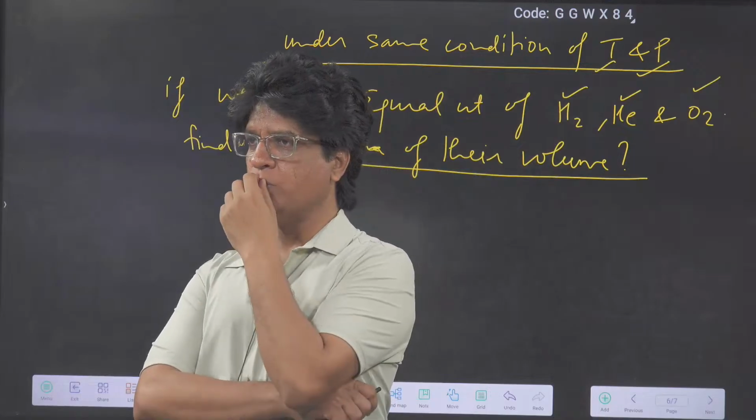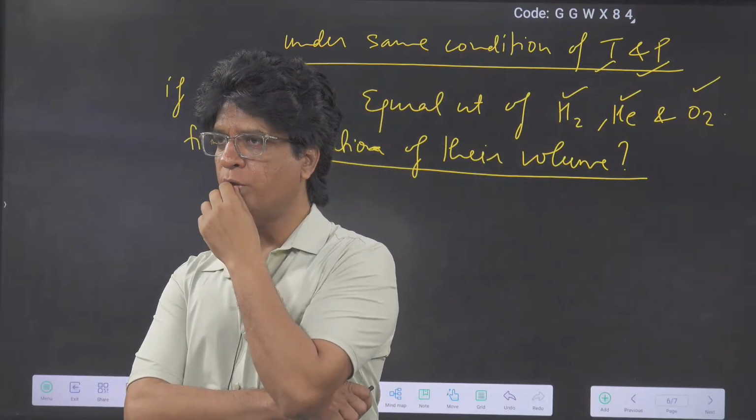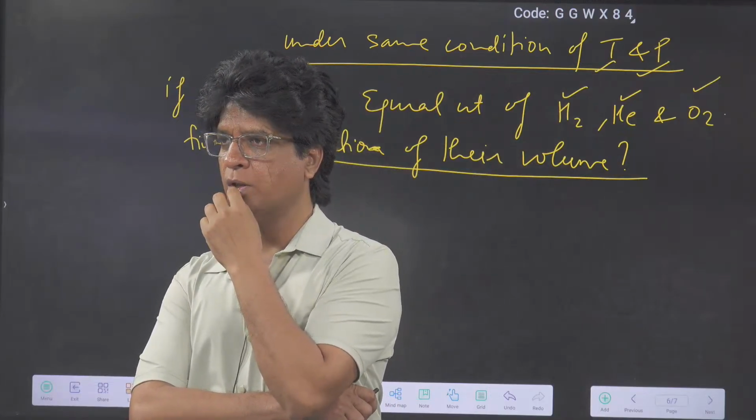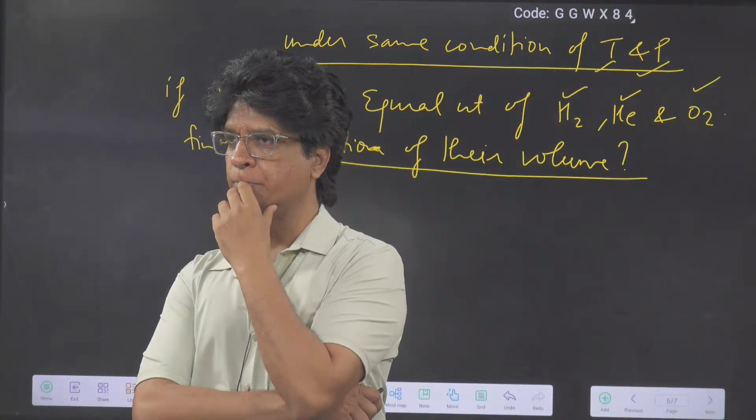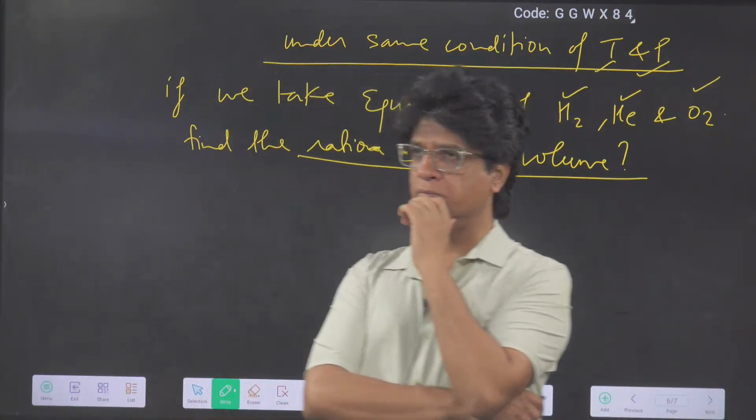22.4, 11.2, and 1.4, Arvinda. 1:1:16. Okay, Vishal is getting that. 16:8:1. Right.